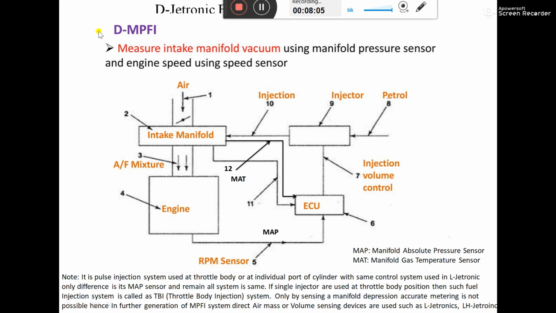Okay, so this DMPFI system calculates the manifold pressure with the help of the manifold absolute pressure sensor, which is responsible for determining the load on the engine. For example, this is our throttle body. The area below the throttle body is called the downstream, and the area above the throttle body is called the upstream. At the upstream, atmospheric pressure is always there, and at the downstream, there is vacuum pressure, equal to manifold pressure. There is no chance of pressure above atmospheric. The pressure may be vacuum, or it may be equal to atmospheric pressure.